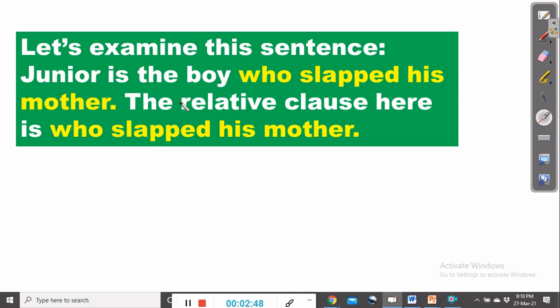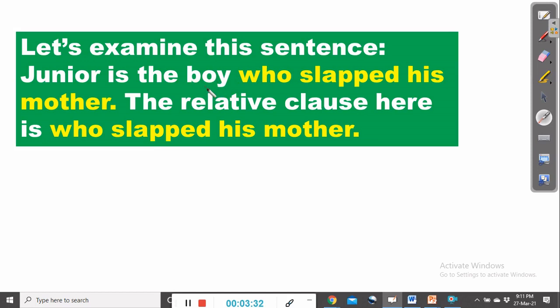Now let's look at this. Junior is the boy. And then if we put a full stop here, if we say Junior is the boy, now there is a question that naturally arises. And the question is, which boy are you talking about? And so to give more information about the boy in question, then this clause provides the answer. Who slapped his mother? That's the boy we are talking about. The boy who slapped his mother. So who slapped his mother is giving us more information about boy.